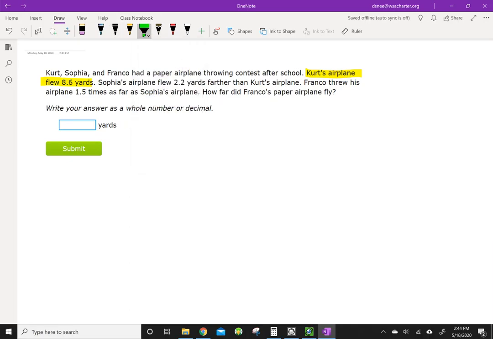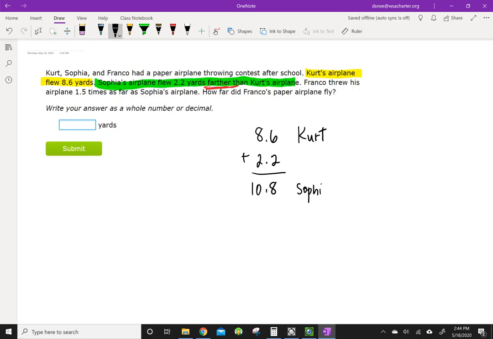Sophia's airplane flew 2.2 yards farther than Kurt's airplane. So in there's this important word, 2.2 yards farther than Kurt's. So Kurt went 8.6, that is Kurt, and plus 2.2 is 10.8. That's Sophia.